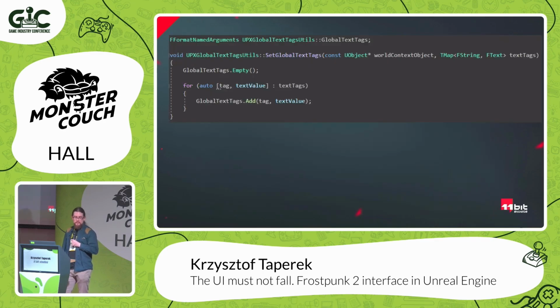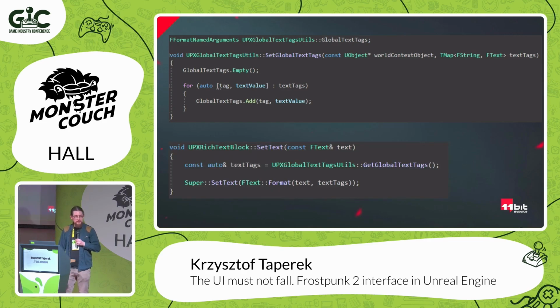In the code, it's trivial. We are just passing values from the map of those tags to format named arguments that are used for formatting text, and we are just putting a single format in the text. Of course, it's not optimal because it will add some overhead, but it's really not that important. We profiled that and we didn't see any problems because we are not setting anything on tick basis. So as long as we are not calling it too often, it's fine.